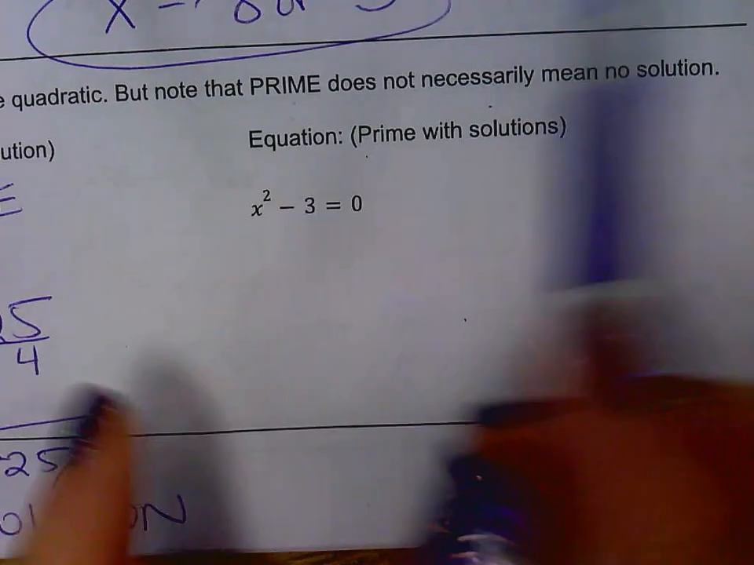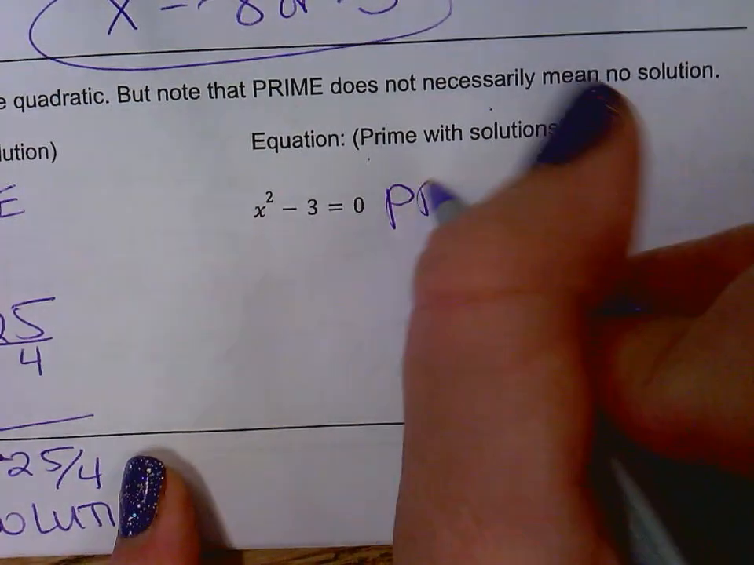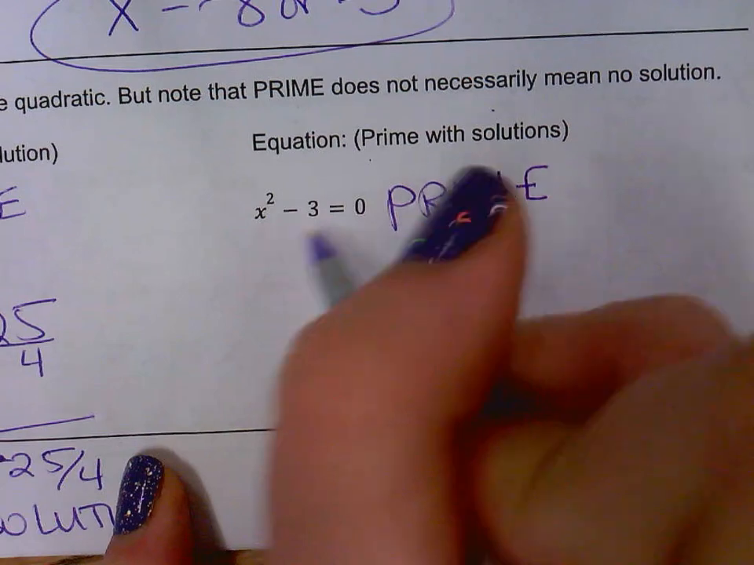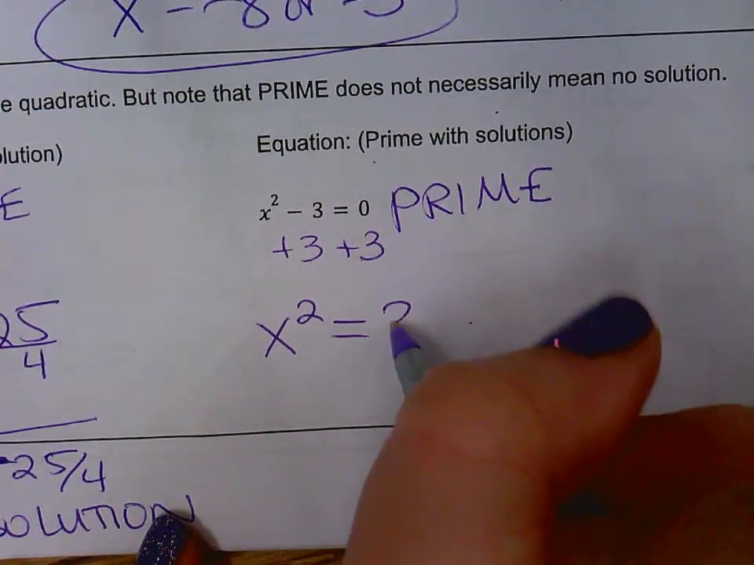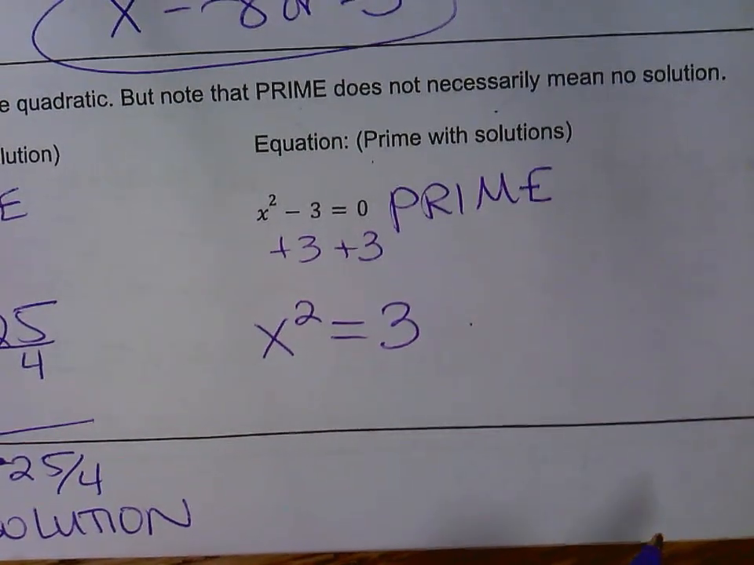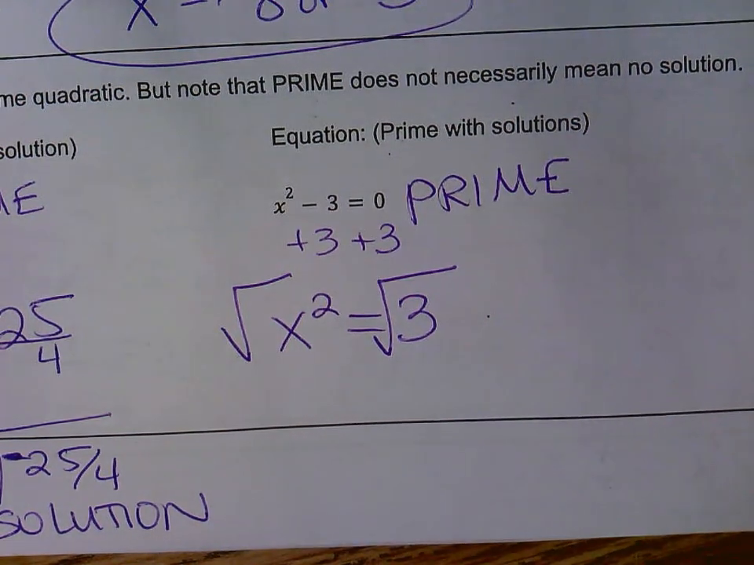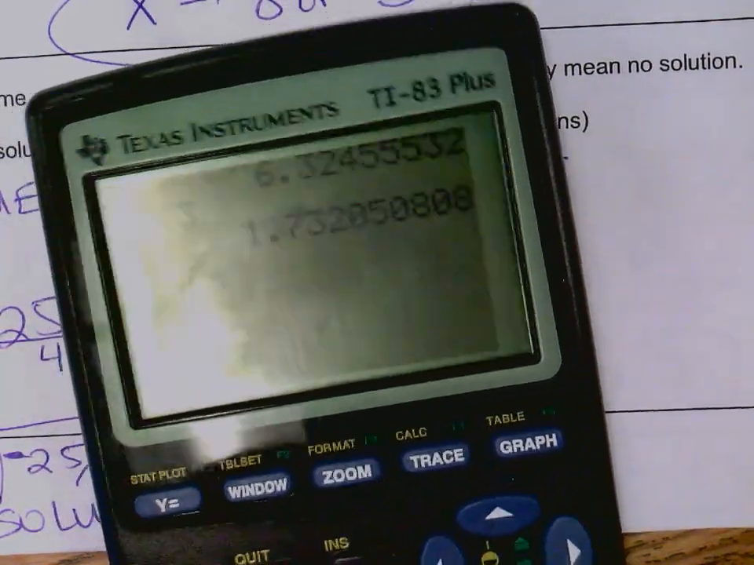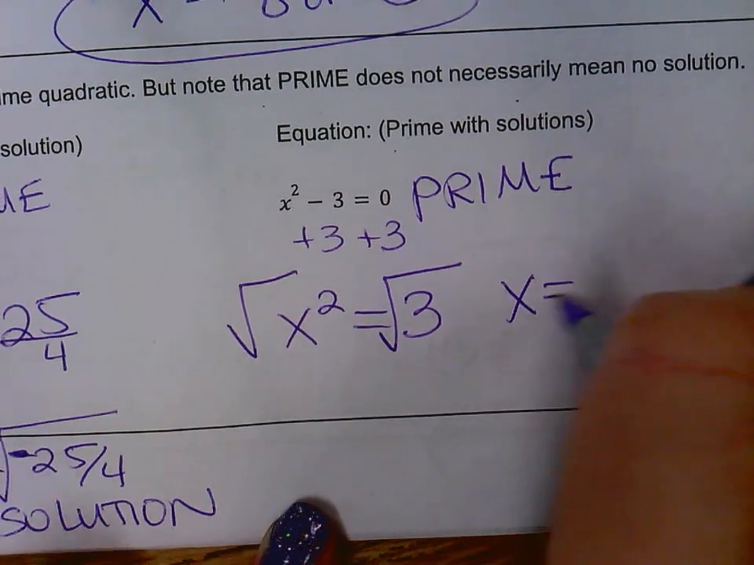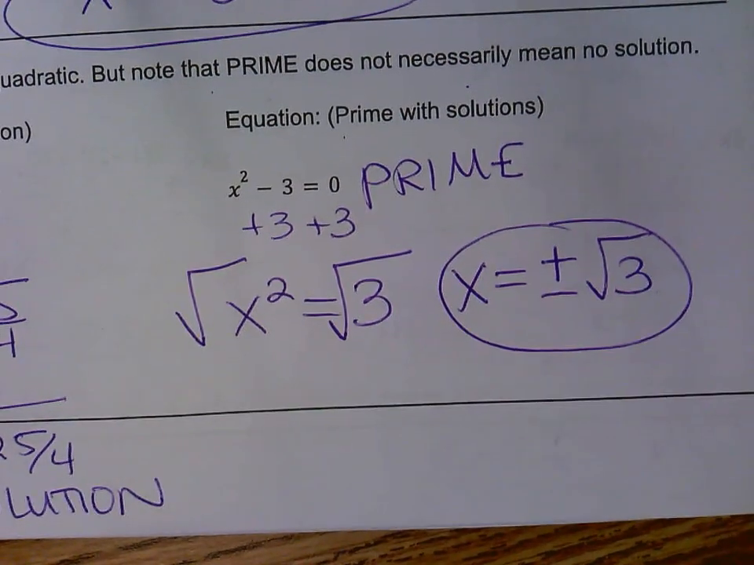I wanted to show you this equation. Why is this prime? I can't factor this, so this is prime. But if I try solving by square roots, if I add 3 to the other side of the equation, I get that x squared is 3. So when I take the square root, the square root of 3 is a real number, like 1.73. So it's a real number, and in reduced radical form, I could just leave my solution as x equals plus or minus the square root of 3.